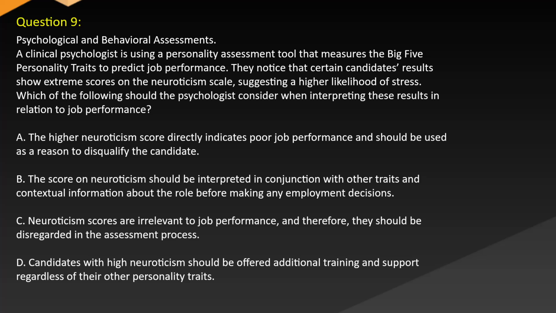A. The higher neuroticism score directly indicates poor job performance and should be used as a reason to disqualify the candidate. B. The score on neuroticism should be interpreted in conjunction with other traits and contextual information about the role before making any employment decisions. C. Neuroticism scores are irrelevant to job performance and therefore they should be disregarded in the assessment process. D. Candidates with high neuroticism should be offered additional training and support regardless of their other personality traits.